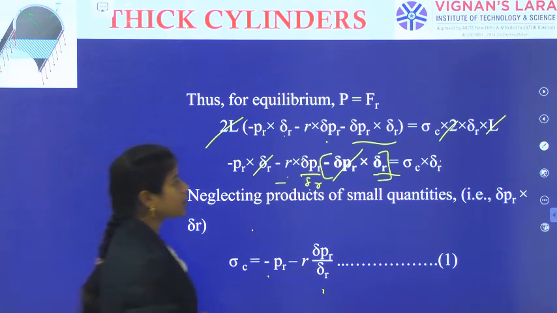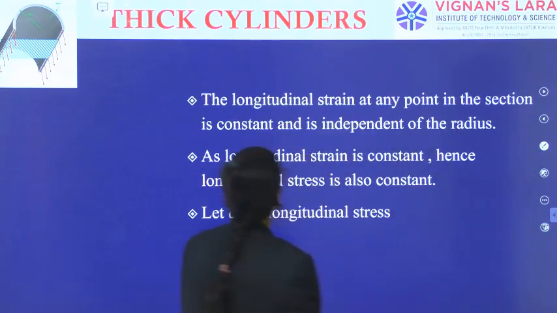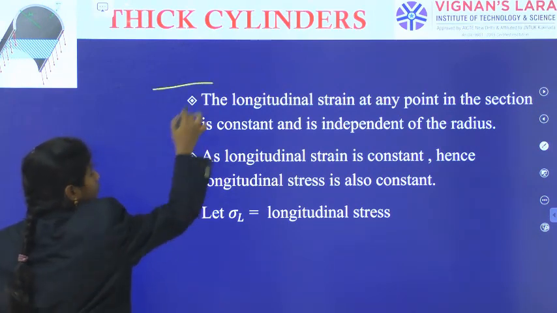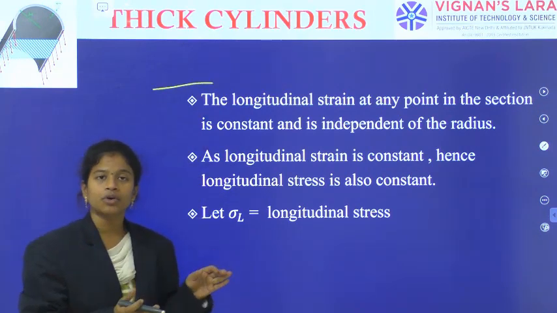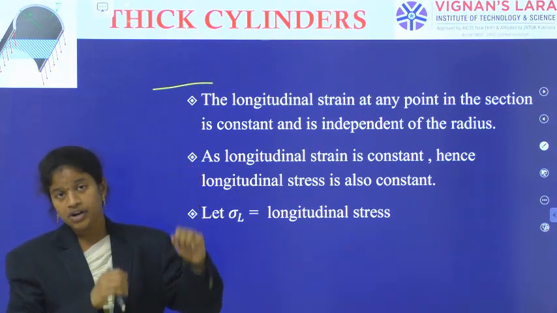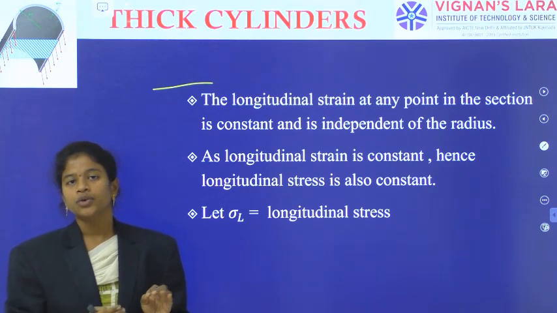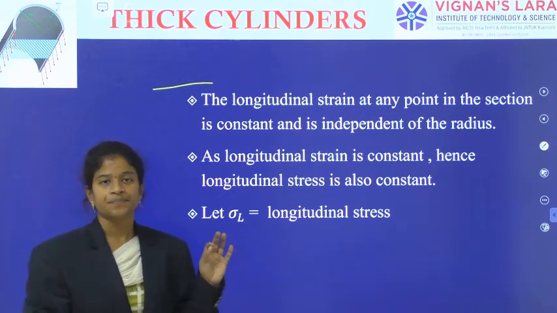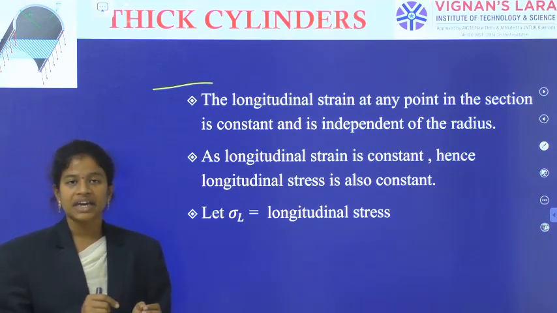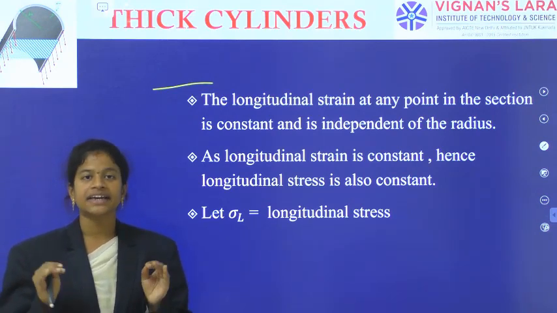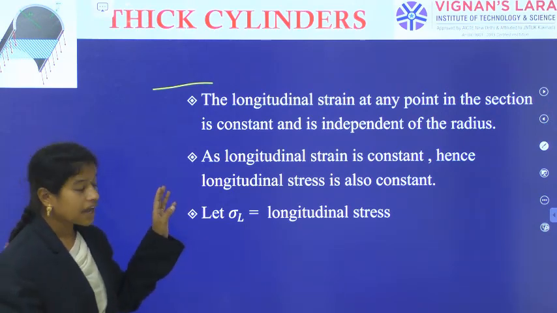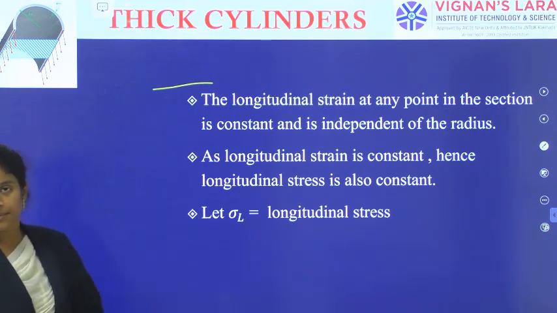In the next step, what we are doing? Now I am going into the assumption. Up to that, you should remember one more concept: I am considering a ring element, the corresponding bursting force and the corresponding resisting force. Equating those two, we are calculating the corresponding sigma C, the circumferential stress or the hoop stress of the particular element ring, involving PR, delta PR and delta R terms, and neglecting the very small quantities, the higher powers. Now I am going for the next step of the analysis.